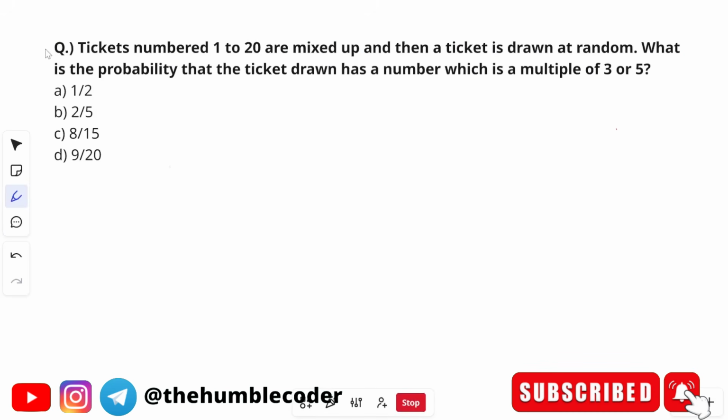So guys, let's look at this first question that we have. Tickets numbered 1 to 20 are mixed up, and then a ticket is drawn at random. What is the probability that the ticket drawn has a number which is a multiple of 3 or 5? Let's see how we are going to solve this question.